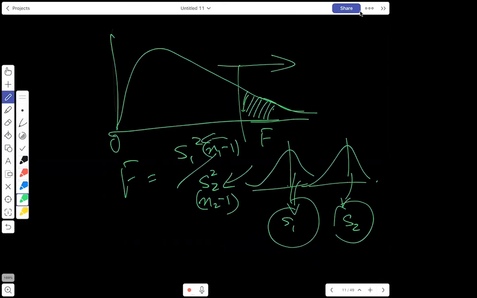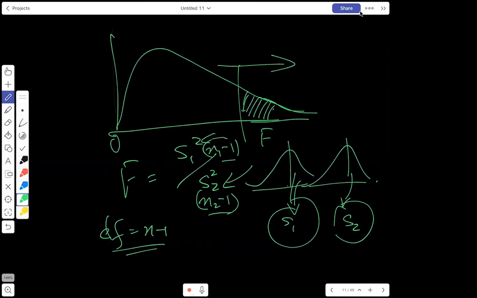It's kind of similar to when we did a single sample t distribution. We said the degrees of freedom was n minus 1. So now we actually have a ratio of two variances and two different degrees of freedom, and that gives us this distribution. That's the last distribution we have to learn, and it is called the F distribution.